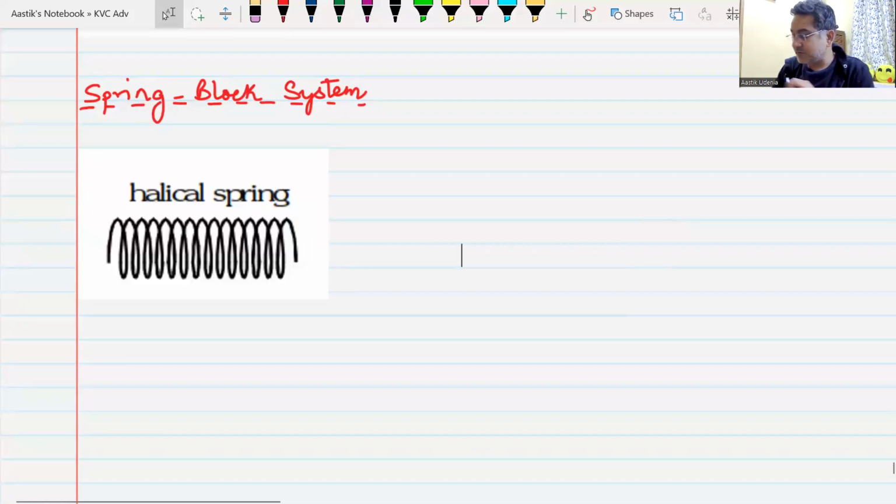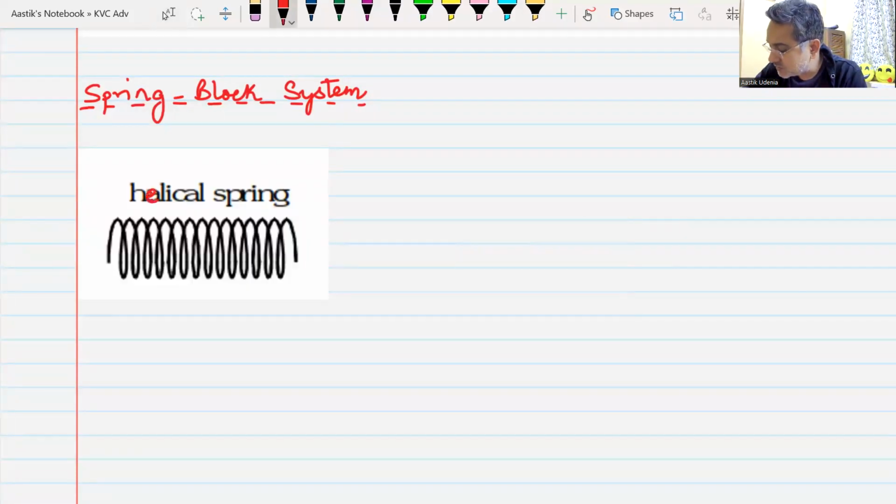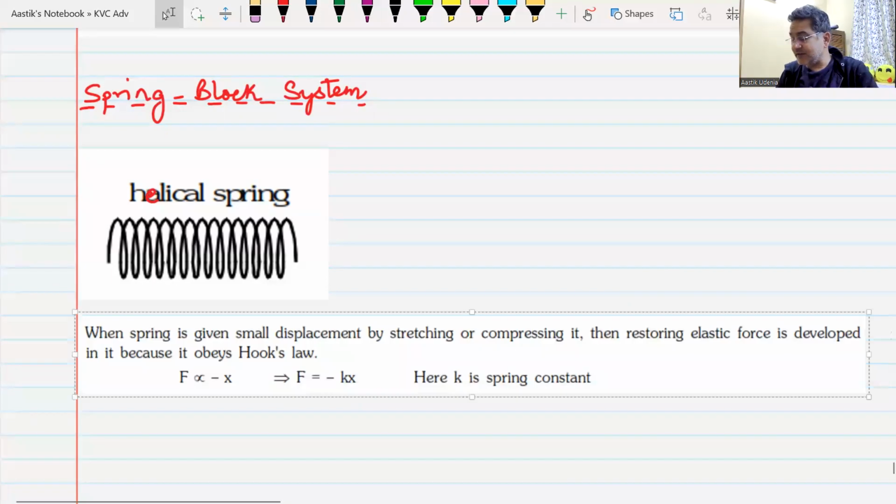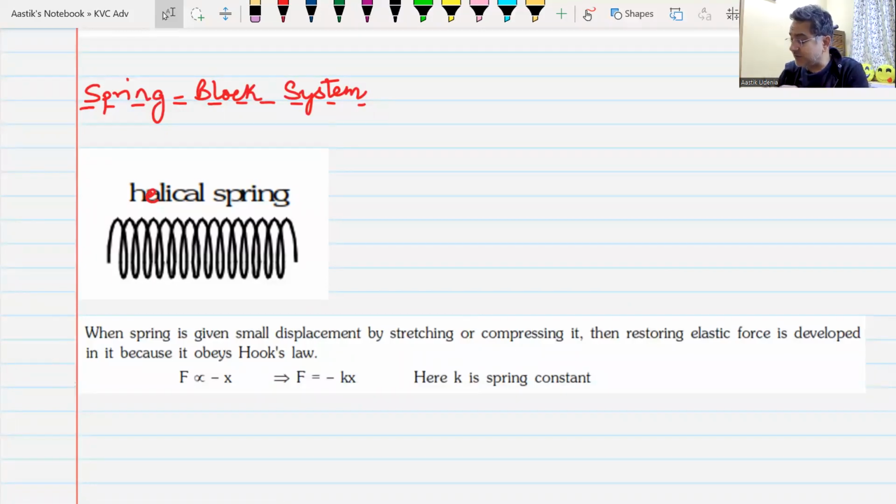This is a simple helical spring. Everyone knows this. Yes or no about a spring? And whenever a spring is attached to a block and we extend the spring or we compress the spring, a spring force acts on the block. We have studied this, yes or no? Yes, sir. Force acting on the spring is minus kx, where k is known as the spring constant of the spring.